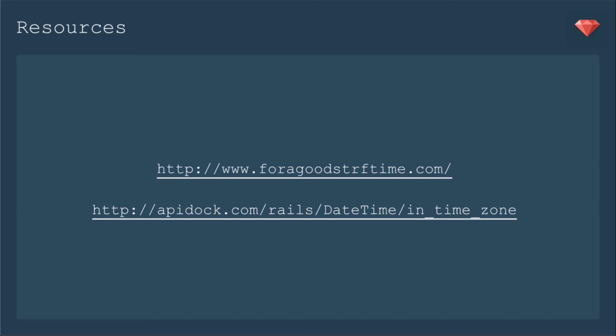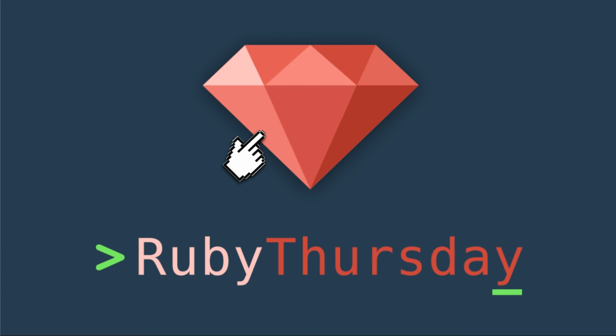Here are a few quick resources. I love this site for a good strftime. It has really great documentation. It's a really quick reference to see what letters and capitals and however you want to make your time or date time look. Go here. It's a great resource. And then if you want to learn a little bit more about in_time_zone, here's the documentation for that.